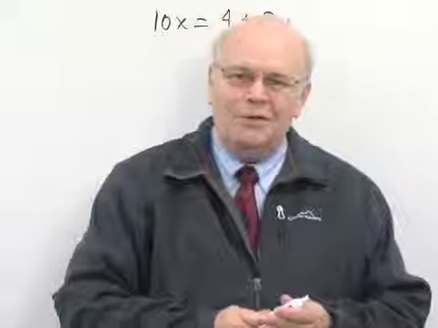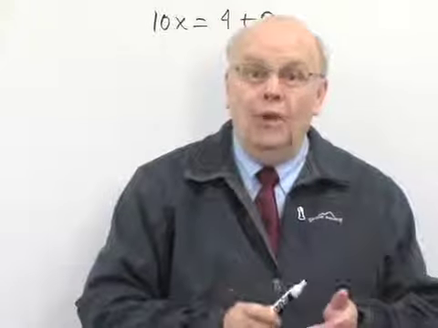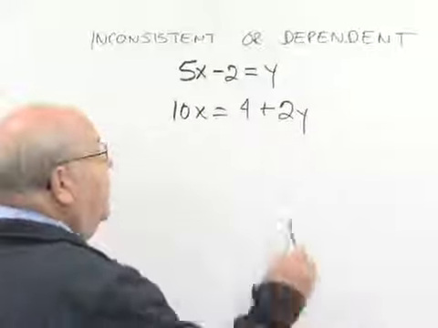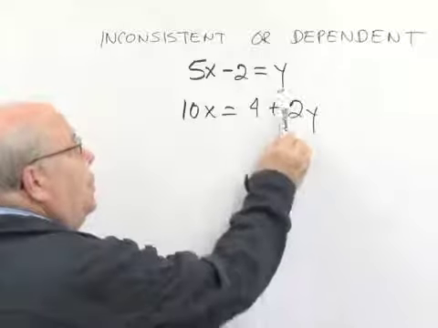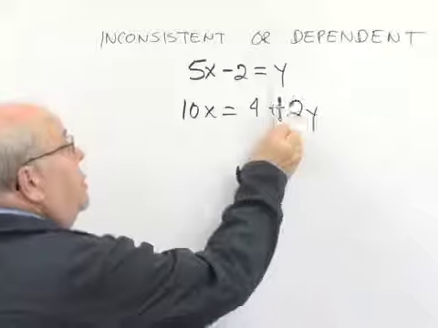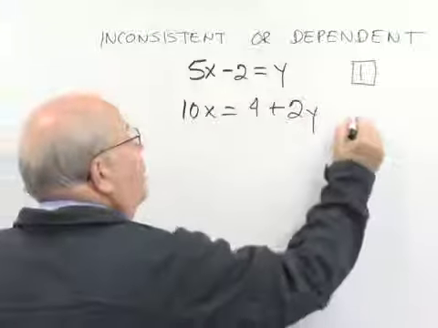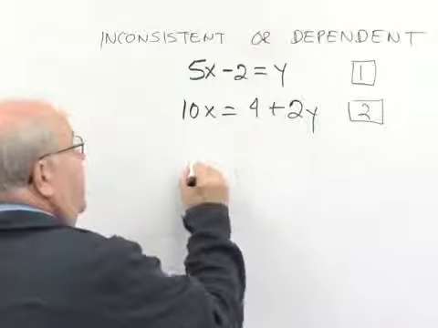Now, this is a little different situation from the problems that we have looked at where we did get an answer. What do you suppose is going to happen? Clearly, this system of equations would be easiest to solve by the substitution method because the first equation already is solved for y. So we're going to substitute that into the second equation.